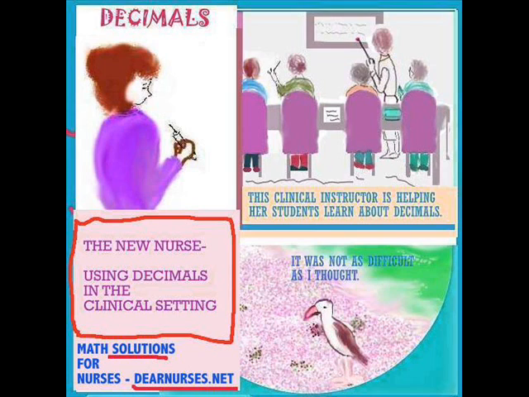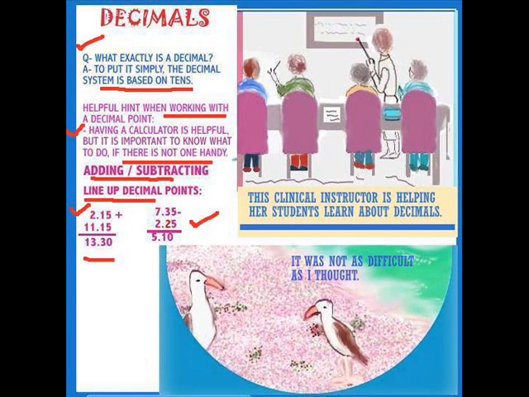Some of the ways you can help to decide where to put a decimal point. Well, what exactly is a decimal point? To put it simply, the decimal point is based on tens. So what we're going to look for is how do we line it up? One of the helpful things is having a calculator. This is extremely helpful. If you have a calculator, I guess it does most of the thinking for you. But then, what happens if you don't have one?